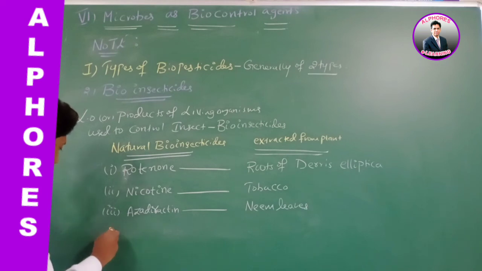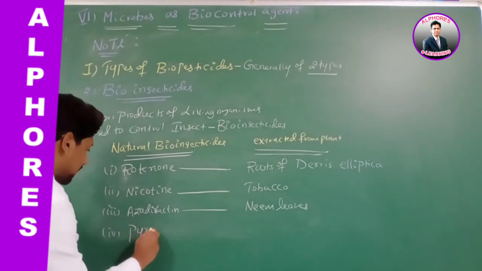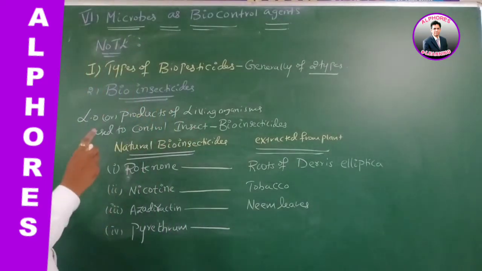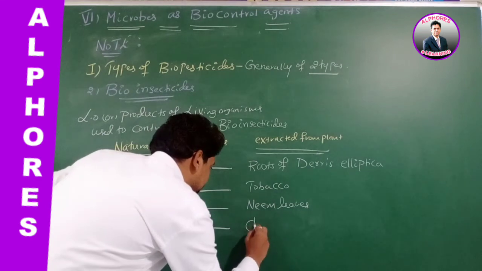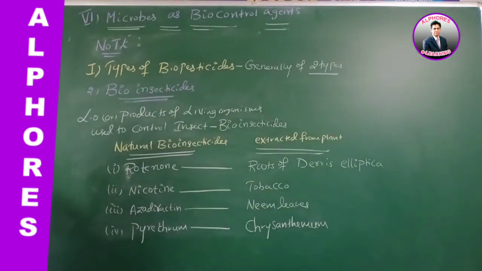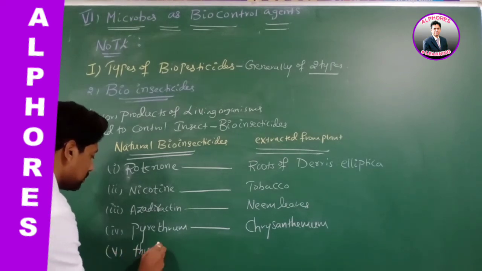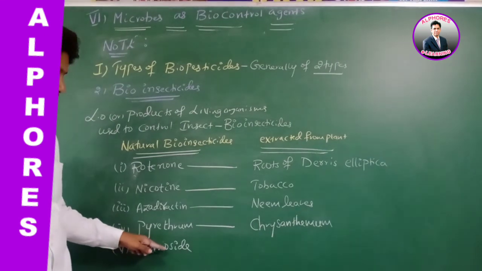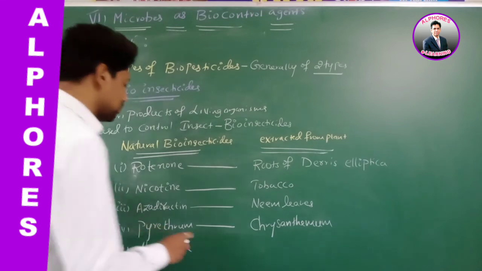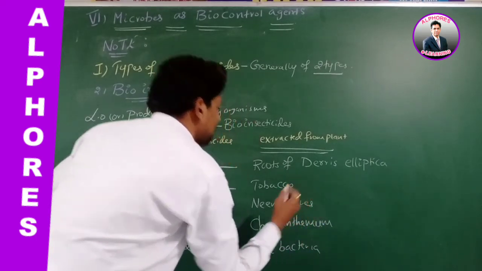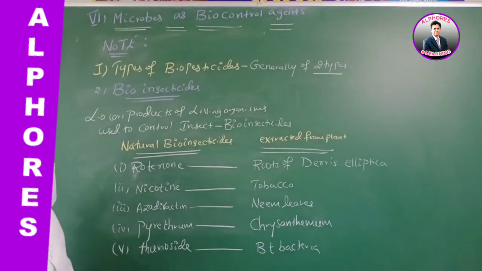Okay, right. Go for number four. Pyrethrum. This pyrethrum is a natural bioinsecticide extracted from the plant chrysanthemum. Right? Next, last one, number five. Thuricide. This thuricide is extracted from the bacterium Bacillus thuringiensis.